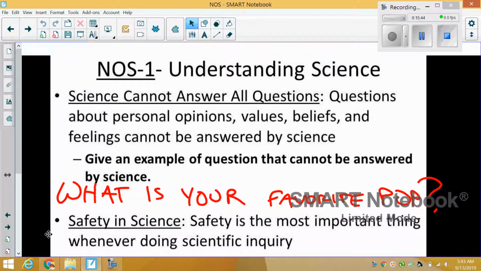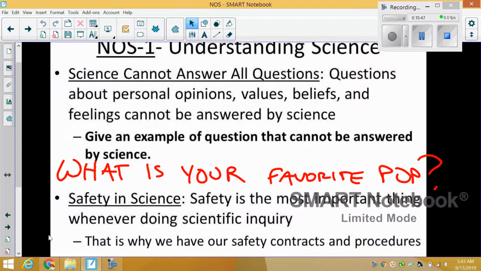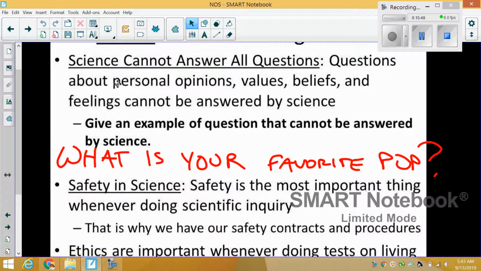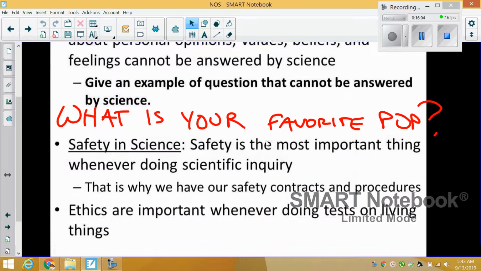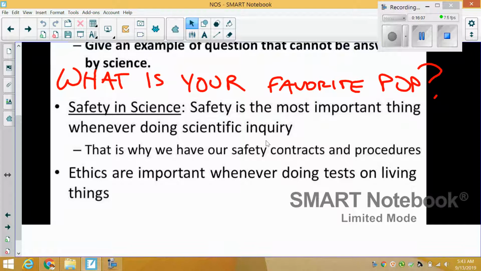Okay, final thing for NOS 1, science cannot answer all questions. Science can't answer questions about personal beliefs and values, because there's no data that can be collected on there. An opinion is an example of a question that can't be answered by science. Like, what is your favorite pop? Science can't answer that question because that's your opinion. Science can't make something be your favorite. It just understands what you like, or it can collect data on it and go on from there. So that's an important part of science.